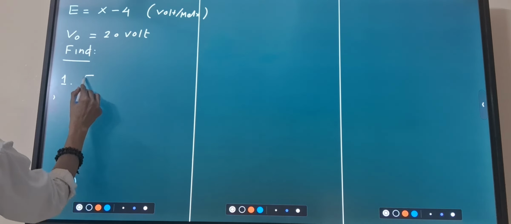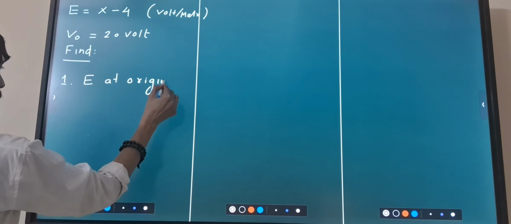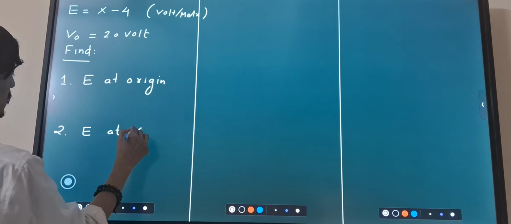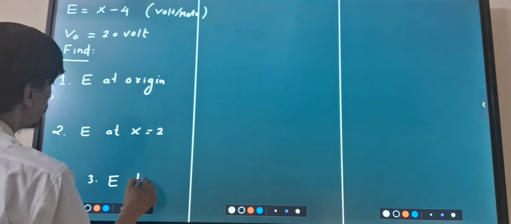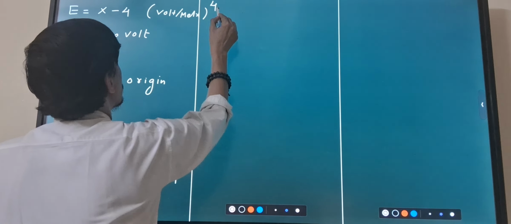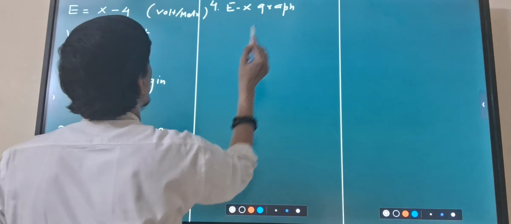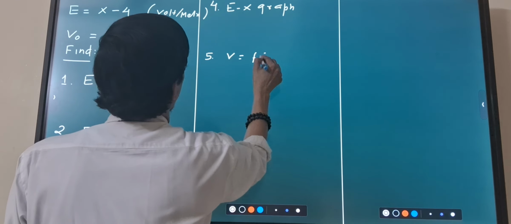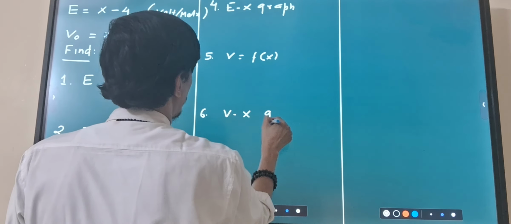First is electric field at origin. Second question is electric field at x is equal to 2. Third, electric field at x is equal to 4. Fourth is the Ex graph. Fifth is potential as a function of x. Sixth is the Vx graph.